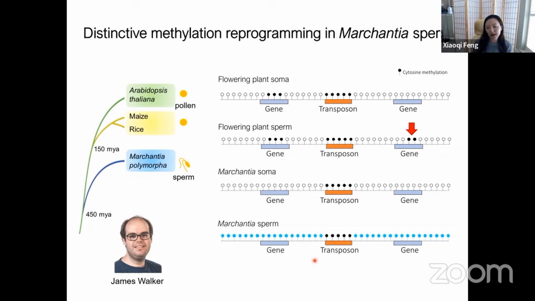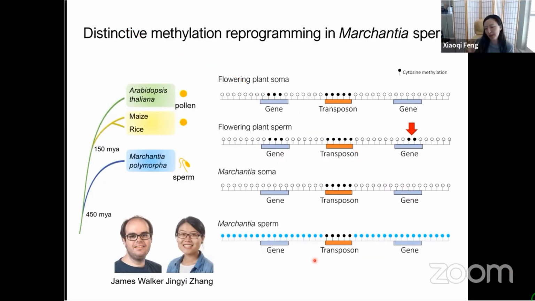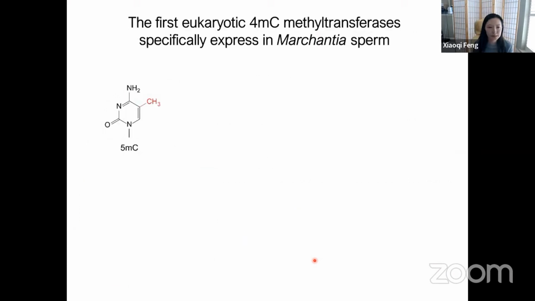So to understand what is driving this whole genome methylation, a postdoc, Jingyi Zhang, obtained this map of methylome and transcriptome throughout different stages of male development. And through this, she observed that this methylation really only comes about at the very last stage of sperm maturation, when two new methyltransferases are specifically transcribed.